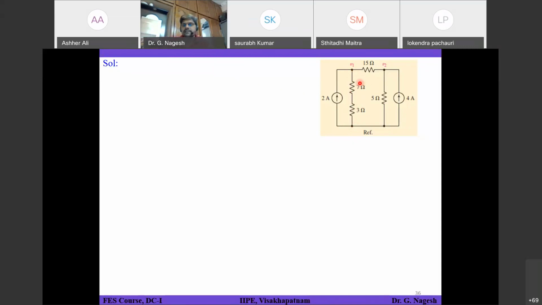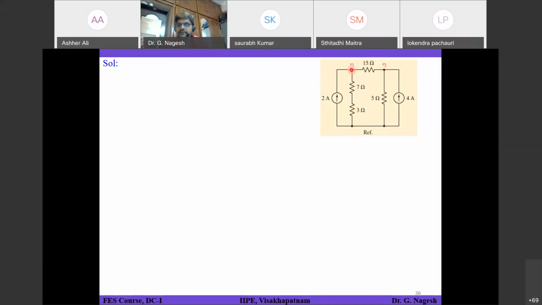If you consider the same scenario to find the current flowing through this 15 ohms resistor, you have a potential of V1 at node 1 and a potential of V2 at node 2. That V2 can be any value. We don't know that; it is unknown and we have to find it out. So how is the current flowing? Current is flowing from V1 to V2, that means node 1 to node 2.